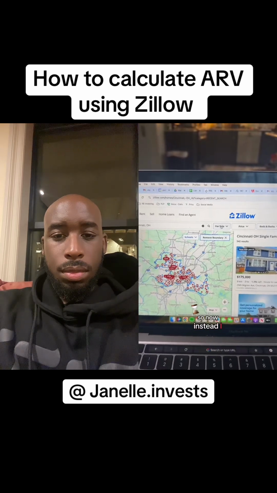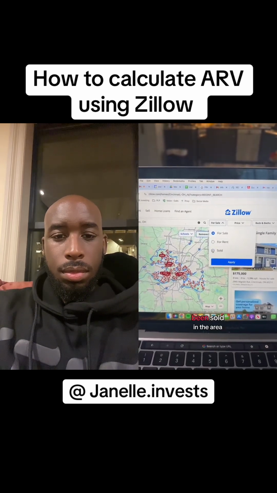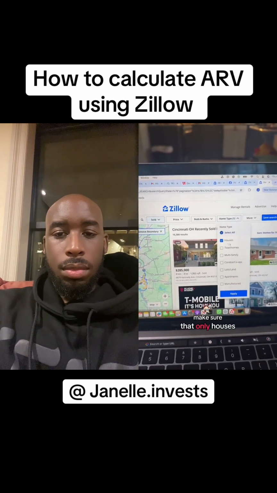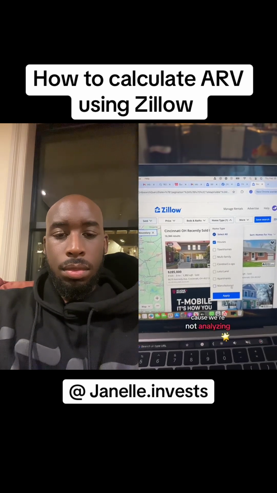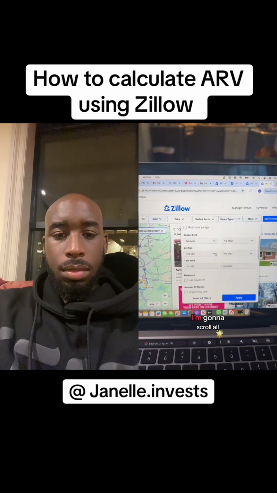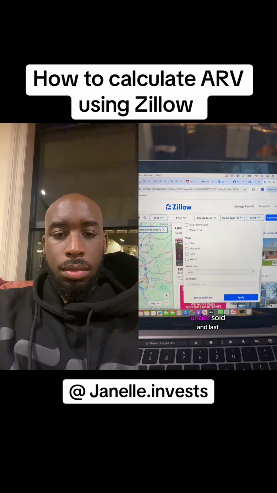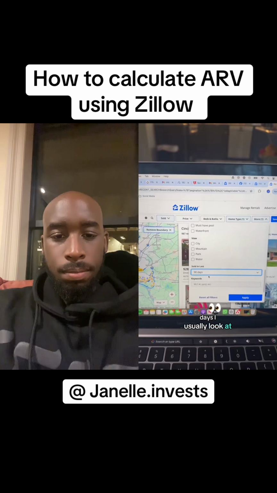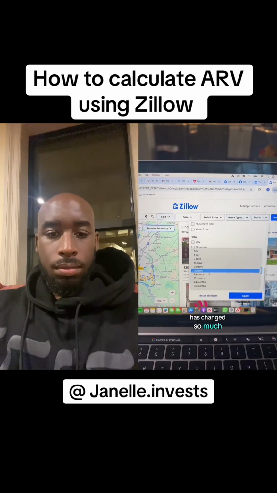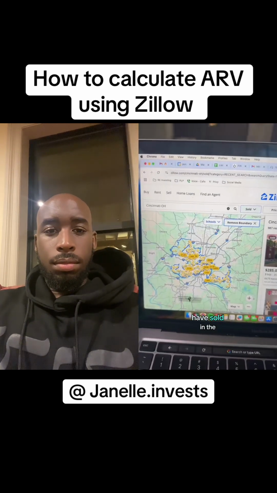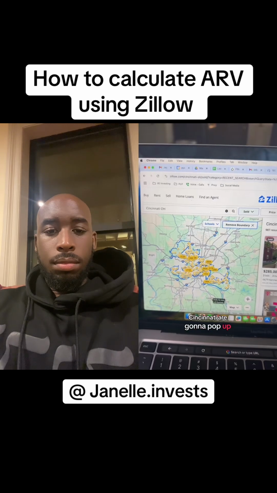So now instead, I want to actually see the houses that have been sold in the area. I'm going to go to home type, make sure that only houses is checked because we're not analyzing any of these types of properties. And then I'm going to go to more, scroll all the way down, and under sold in last, I'm going to hit 90 days. I usually look at 6 months, but because the market has changed so much, I'm going to look at what has sold in the past 90 days and hit apply. Now all the homes that have sold in the last 90 days in Cincinnati are going to pop up.